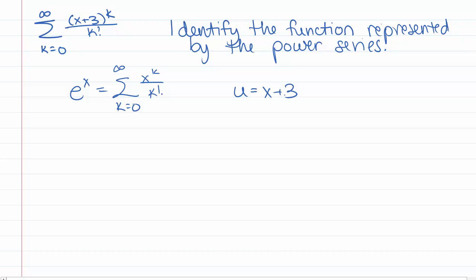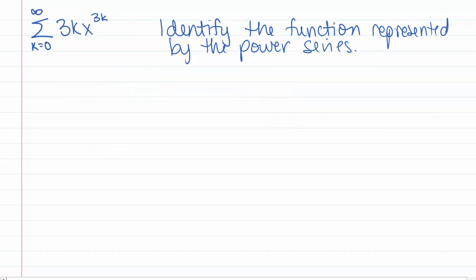And the question is, are we allowed to do that? Well, we can do that if x plus 3 is in the interval of convergence. But the interval of convergence here is negative infinity to infinity. So yeah, that'll work. So what does that mean? That means that if we replace this with u, we would get e to the u, so we get e to the x plus 3. Let's do one more of these.